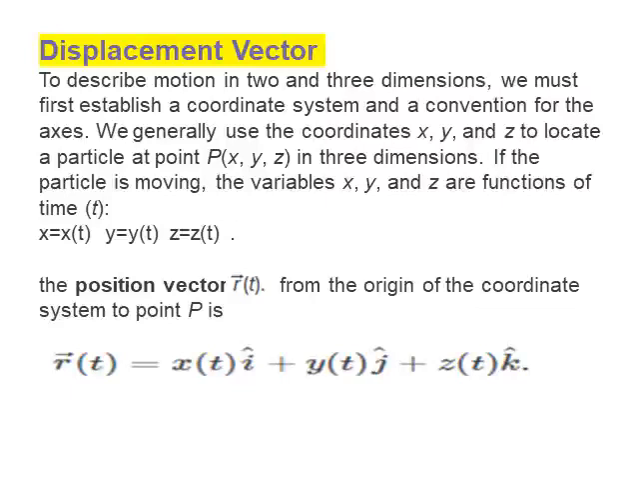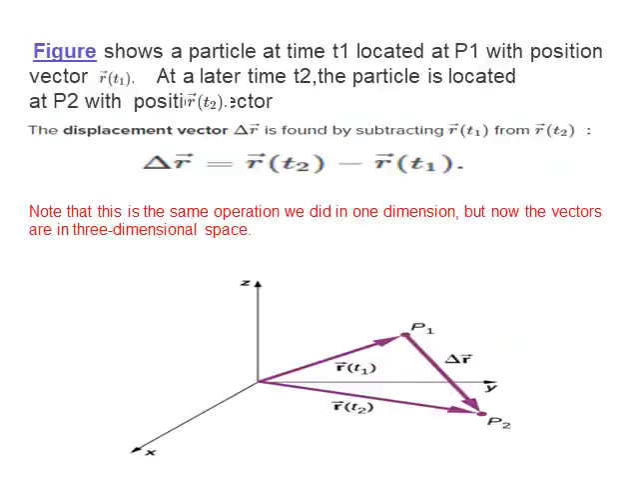Displacement vector. To describe motion in 2 or 3 dimensions, we must first establish a coordinate system and a convention for the axis. And you know that we generally represent the coordinates x, y and z to locate the particle at any point P in 3 dimensions. And the position vector r will be xi plus yj plus zk at any particular time t.